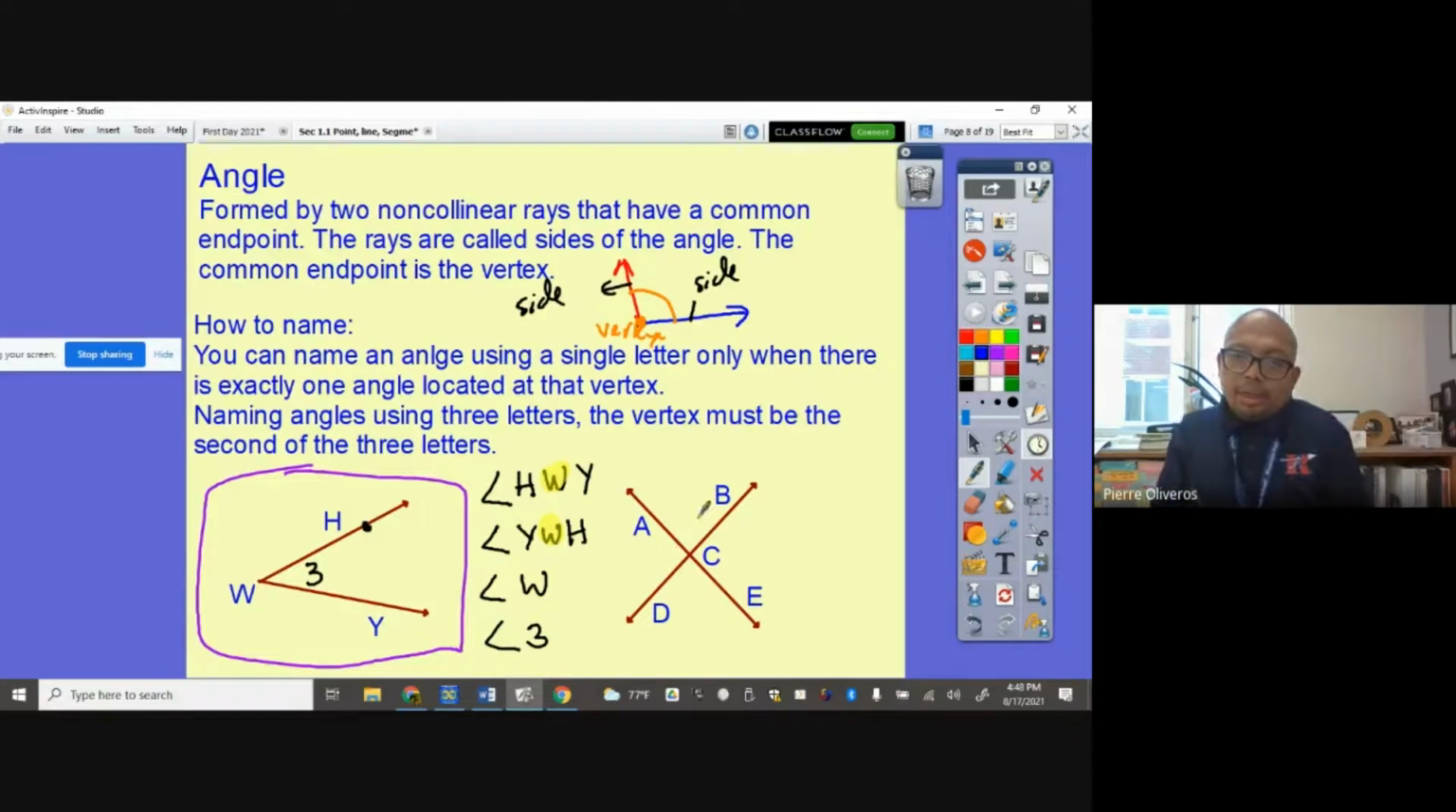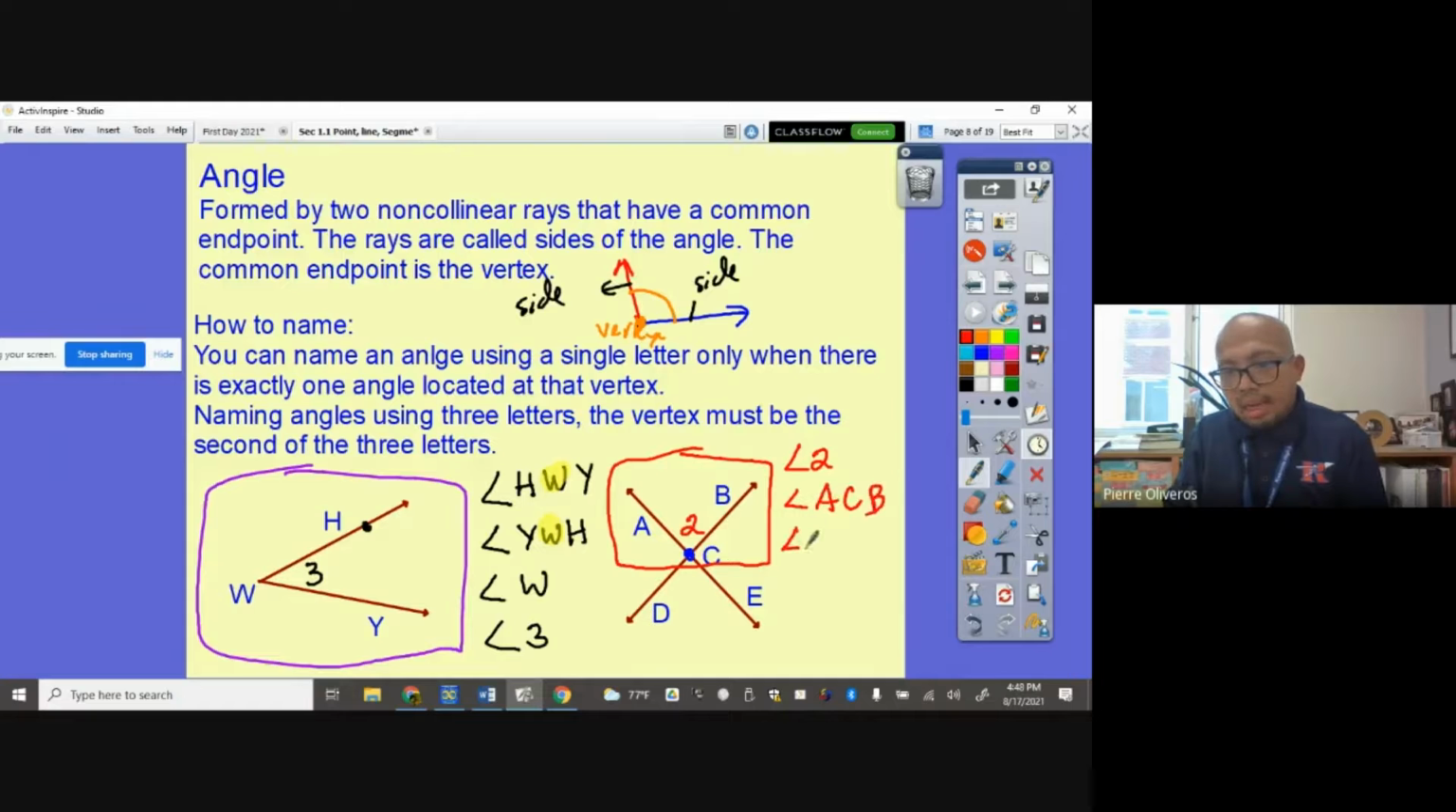Okay, so I have here an intersection. You have two lines intersected at point C. So let's focus on this angle 2 here. I can name it angle 2. I can name it angle ACB. I can name it BCA. And that's it. You cannot say angle C. This will be wrong, because angle C could be this, could be this, could be that. It's multiple. Unlike the previous example, there's only one W there. That's why W was right there.